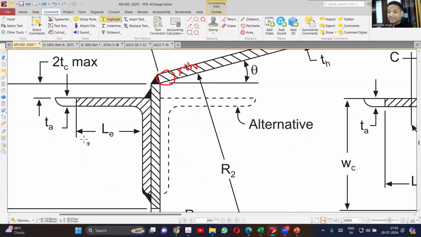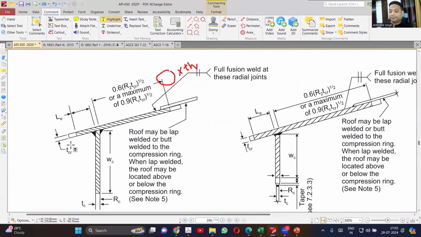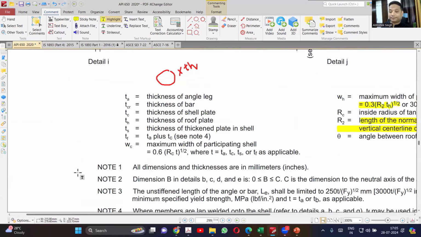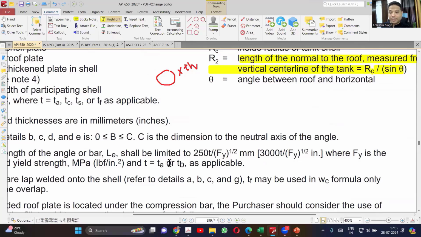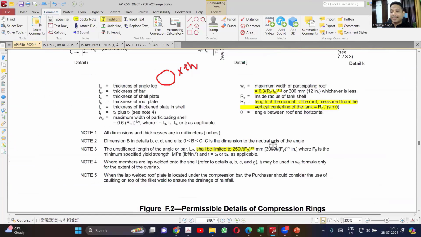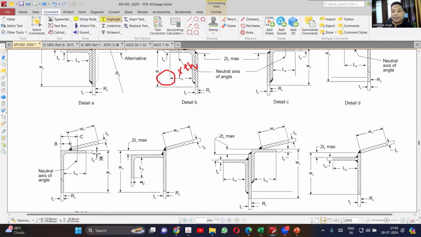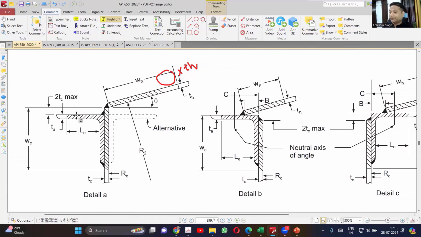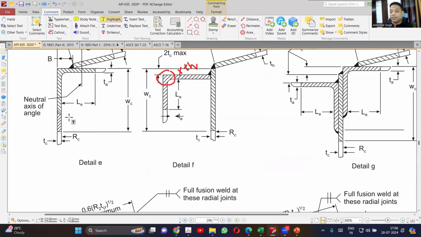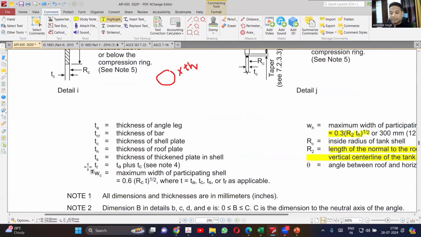Then you'll be calculating LE. What is LE now? Again, see here. LE shall be limited to 250T square root of Fy. That is the value of LE, so LE also is calculated. The thickness is known because whatever angle I'm selecting is there. The next thing will be WC. This is again one unknown. So how will I calculate WC? I'm using this equation.